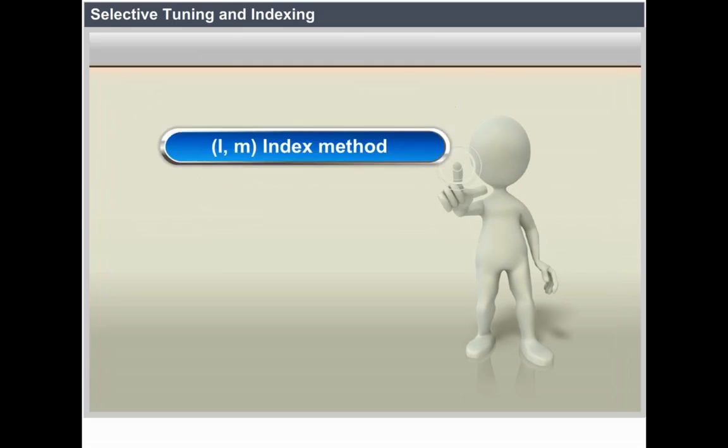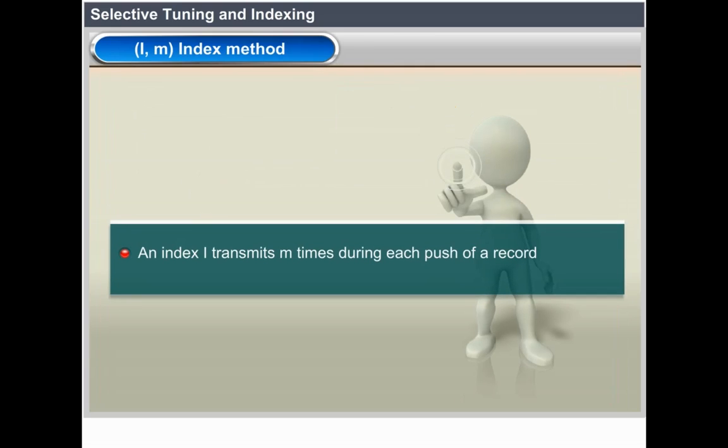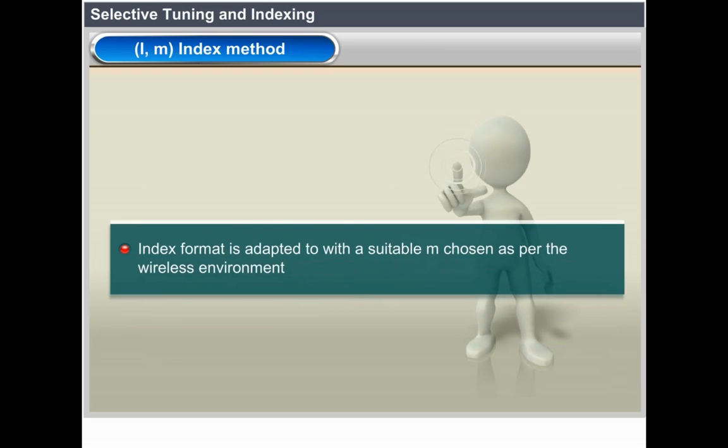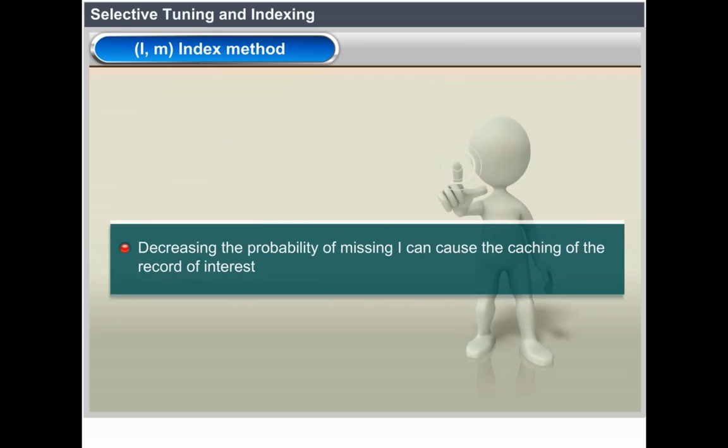IM index method. An index I transmits m times during each push of a record. An algorithm is used to adapt a value of m such that it minimizes access and caching latency in a given wireless environment, which may involve frequent or less frequent loss of index or data. Index format is adapted with the suitable m chosen as per the wireless environment. This decreases the probability of missing I and hence the caching of the record of interest.